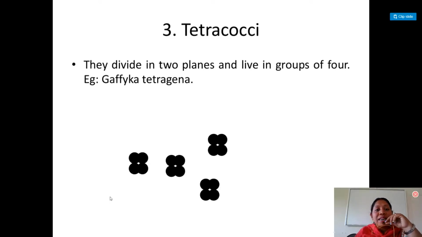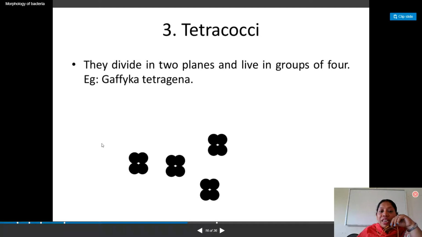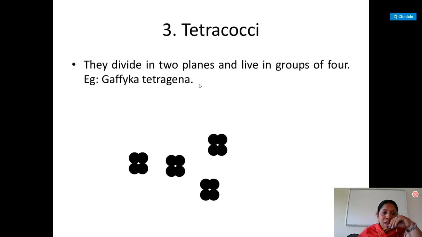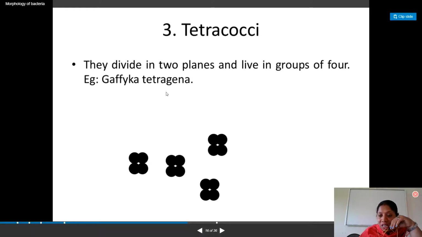The third one is tetracocci. Now tetra means 4. Cocci means rounded structures. So they divide in 2 planes and live in groups of 4. Okay. Example could be Gaffkya tetragena, Micrococcus.